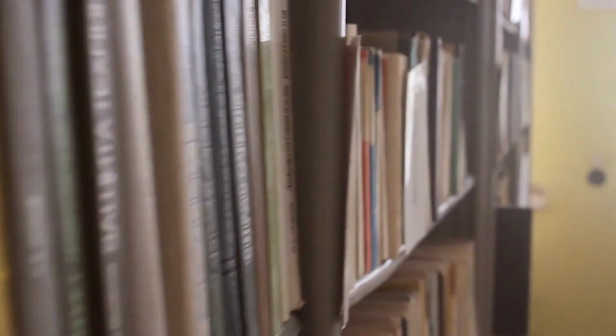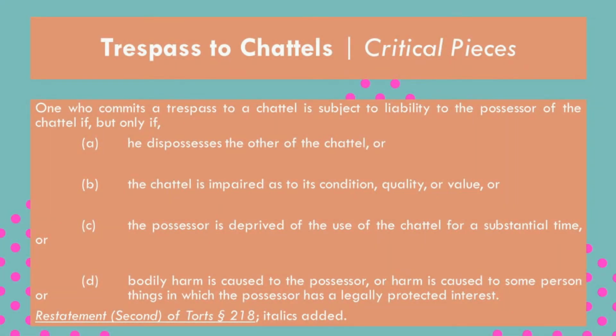The Restatement Second of Torts, Section 218, describes the circumstances under which liability to the chattel's owner arises from the actor's trespass. It states that one who commits a trespass to a chattel is subject to liability to the possessor of the chattel if, but only if, A. He dispossesses the other of the chattel, or B. The chattel is impaired as to its condition, quality, or value, or C. The possessor is deprived of the use of the chattel for a substantial time, or D. Bodily harm is caused to the possessor, or harm is caused to the person or things in which the possessor has a legally protected interest.